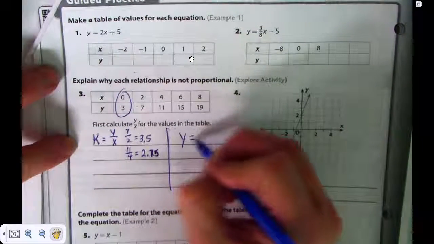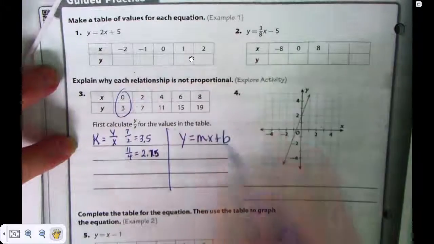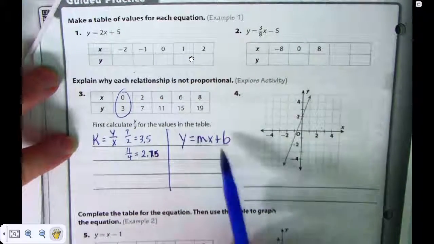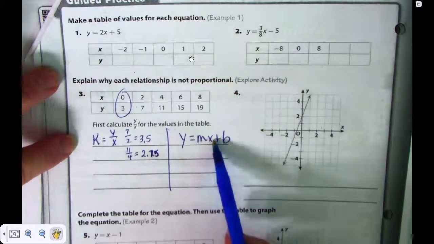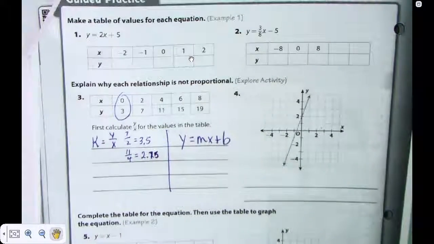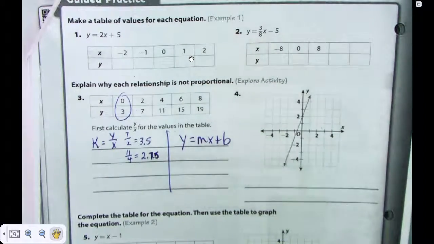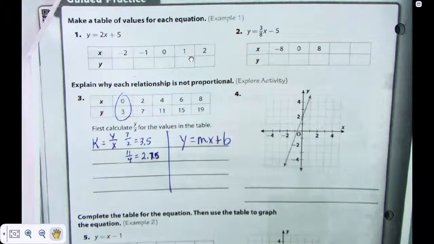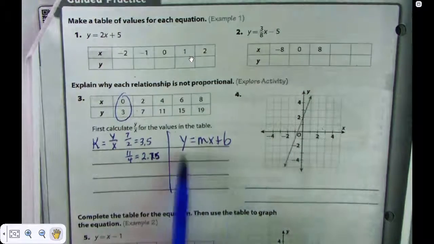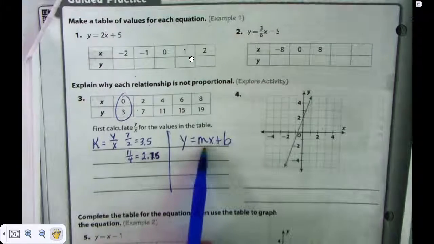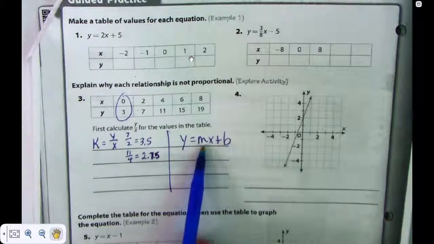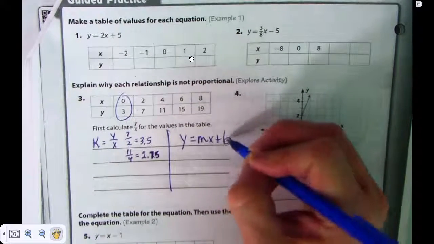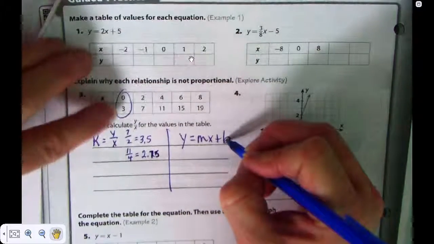Now I want to see if it's linear. If it's linear, I can write it in this form. So what am I going to do first to find out if it's linear? What do I need to find? The slope, right? Yes, the rate of change, so how much it goes up. Do I already have the y-intercept? What is it?